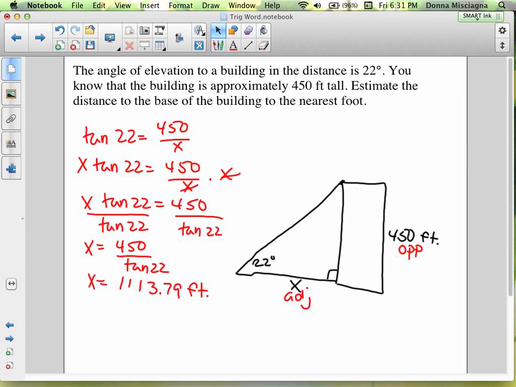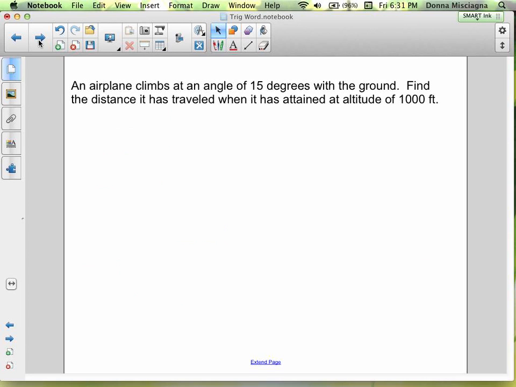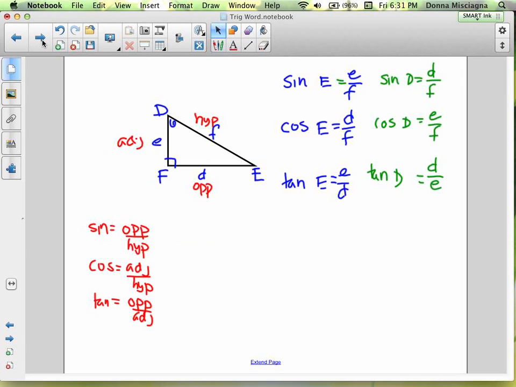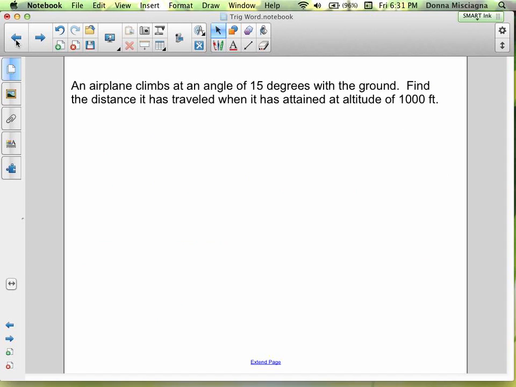All right, let's solve another problem. I don't think I have too many left. I think this might be the last one. Yep, that's the last one. An airplane climbs at an angle of 15 degrees with the ground. Find the distance that it has traveled when it has attained an altitude of 1,000 feet. All right, so now we know where the angle is because it's with the ground, right? So if it says with the ground or against something, then you know that's where you put the angle. We don't have to use the words elevation and depression.